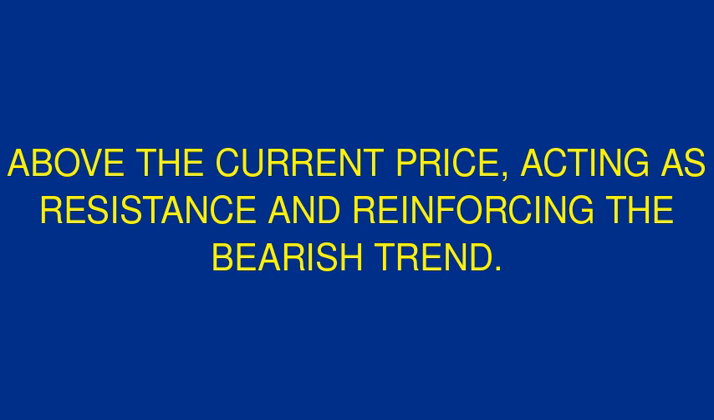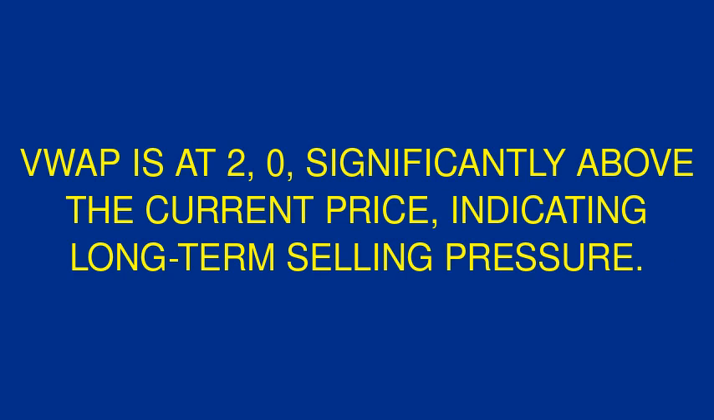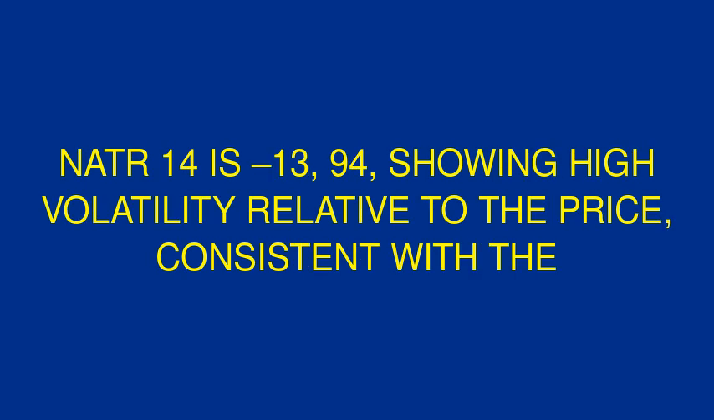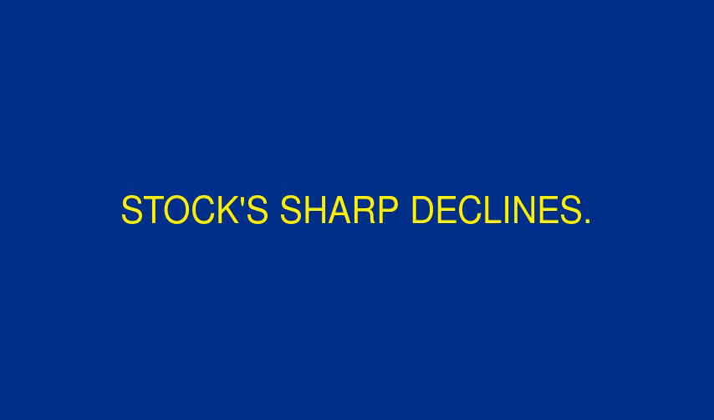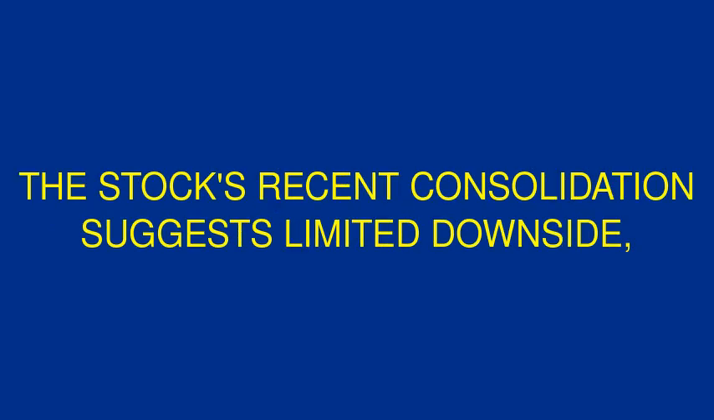reinforcing the bearish trend. VWAP is at 2.0, significantly above the current price, indicating long-term selling pressure. NATR 14 is 13.94, showing high volatility relative to the price, consistent with the stock's sharp declines. The stock's recent consolidation suggests limited downside, but oversold signals warrant attention.